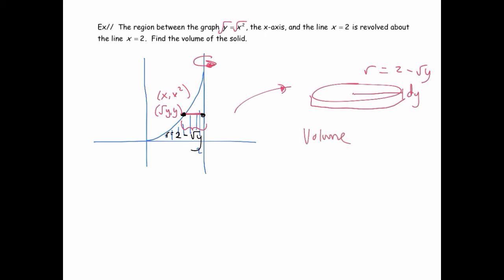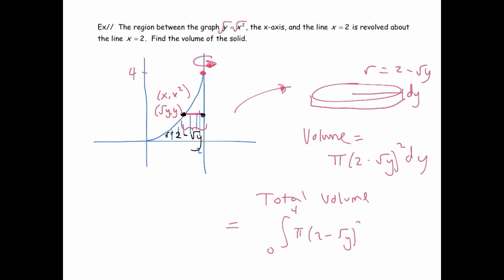And now it's all exactly the same as it's always been at this point. That was really the hard part. So it's pi r squared dy, and so the total volume, when we sum up all these disks, is the integral from 0, this is where we're integrating with respect to y. We're integrating from y equals 0 to y equals this intersection point, which we know is 4, because when x is 2, y is 4. So from 0 to 4, pi r squared times dy.